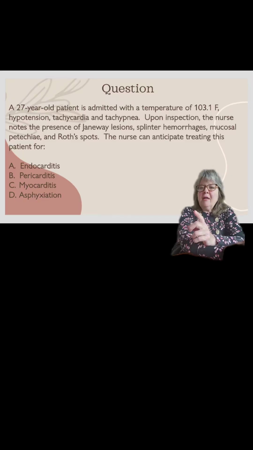So let's talk about those Janeway lesions. And let me just back up a second and say, we see all of those things, the Janeway lesions, splinter hemorrhages, and so on, because of septic microemboli. That's why they happen. So the Janeway lesions are the red lesions on the hands, typically the hands and feet, and they're related to septic microembolism.